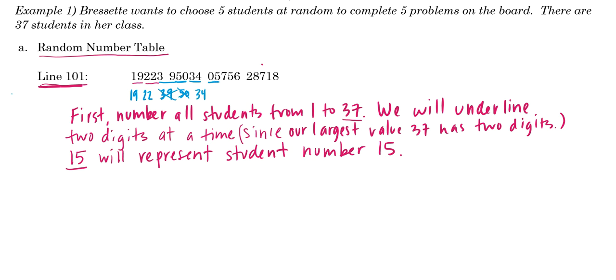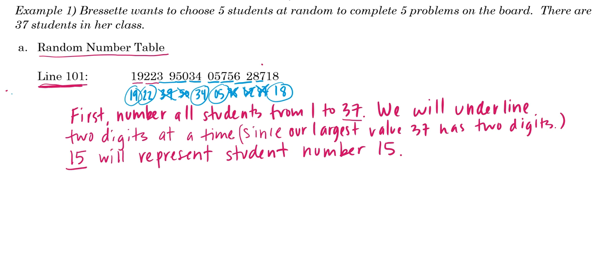34 would be next. 05 would be student number 5. I'm skipping 75. I'm skipping 62. I'm skipping 87. And then my final number is going to be 18. So I have 19, 22, 34, 5, and 18. That's what I end up with for this particular sample. And so I'm going to go through now and actually explain what I did, and then I'm also going to talk about one more detail, and then that'll be it.